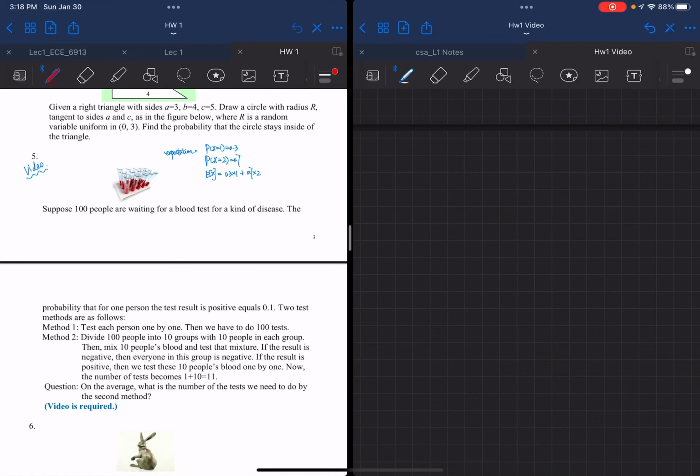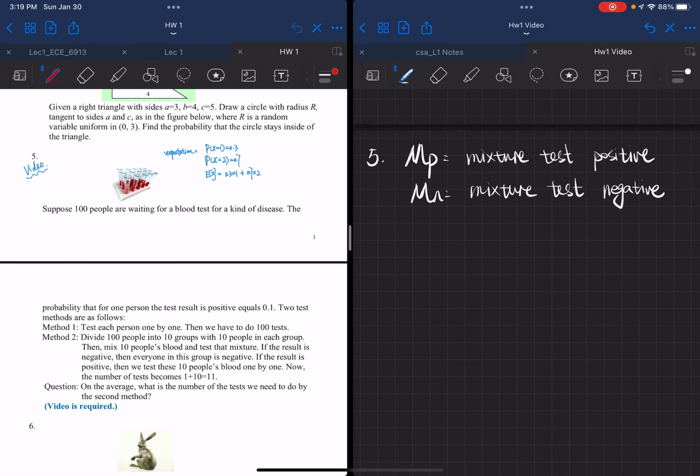Problem 5, we need to calculate the number of tests we need to do by the second method. The second method says that we divide 100 people into 10 groups, with 10 people in each group, we mix their blood and test that mixture. So we have the notation MP to denote that the mixture's test result is positive, and its counterpart Mn denotes that the mixture test result is negative.